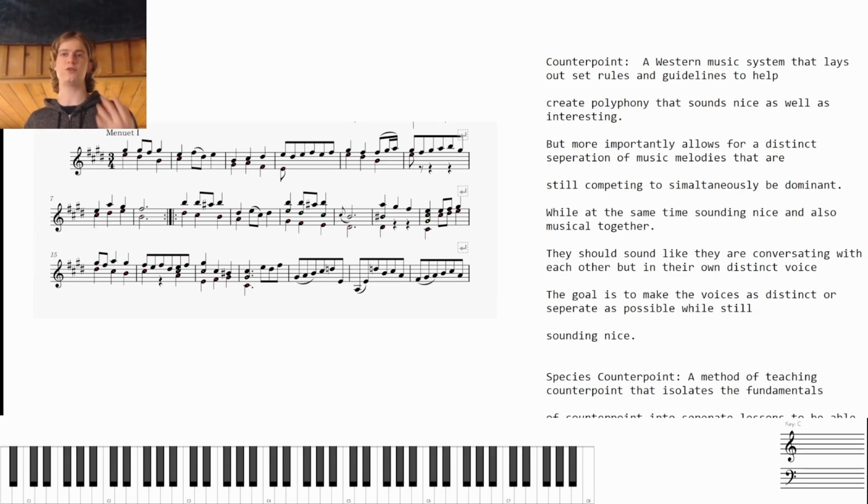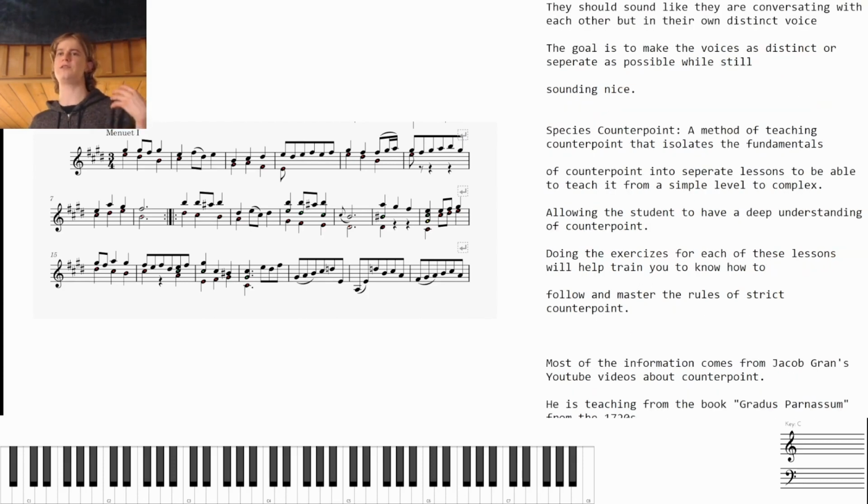Counterpoint is a Western music system that lays out set rules and guidelines to help create polyphony that sounds nice as well as interesting. But more importantly, it allows for a distinct separation of music melodies that are still competing to simultaneously be dominant, while at the same time sounding nice and also musical together. They should sound like they are conversing with each other, but in their own distinct voice. The goal is to make the voices as distinct or as separate as possible while still sounding nice.